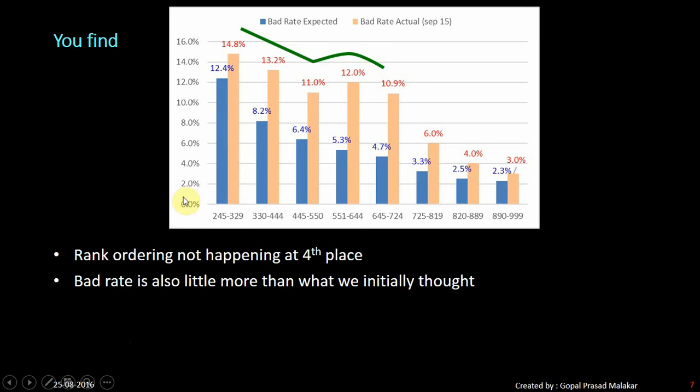And the bad rate is also a little more than what we initially thought. You look at 14.8, 13.2, 11.0. It's really a little more than what we thought. Here we thought it's 12.4, and what we got is 14.8. We thought 8.2, and what we got is 13.2. So it is time to redevelop the model.